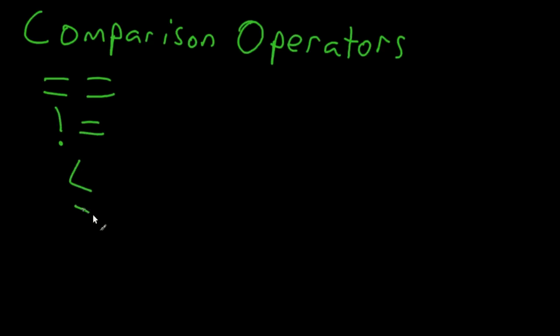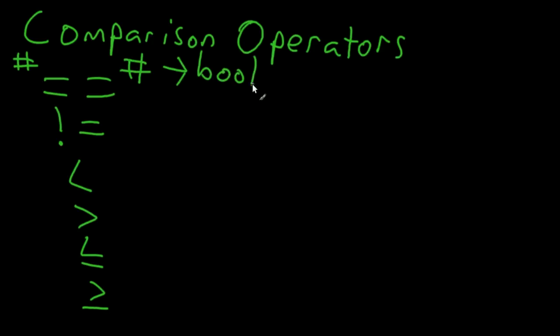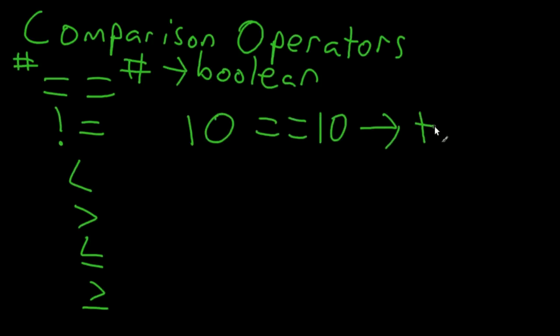We have less than, greater than, less than or equal to, and greater than or equal to. So all of these operators take two numbers on either side, and then they will result in a Boolean value. So if I say 10 equal to 10, this will result in true. If I say 9 equal to 10, this will result in false.